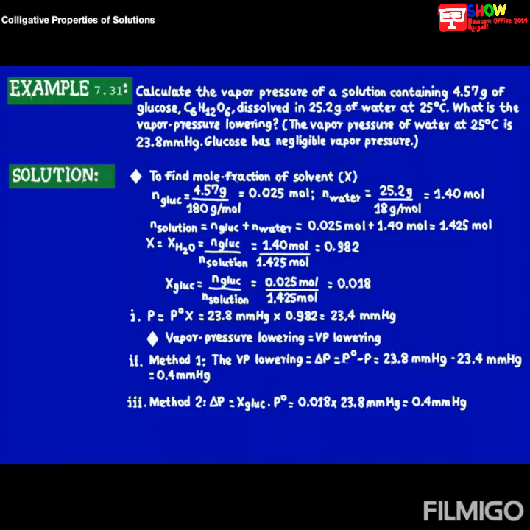Method 2: ΔP is equal to X glucose times P°, 0.018 times 23.8 millimeter mercury, which is equal to 0.4 millimeter mercury.